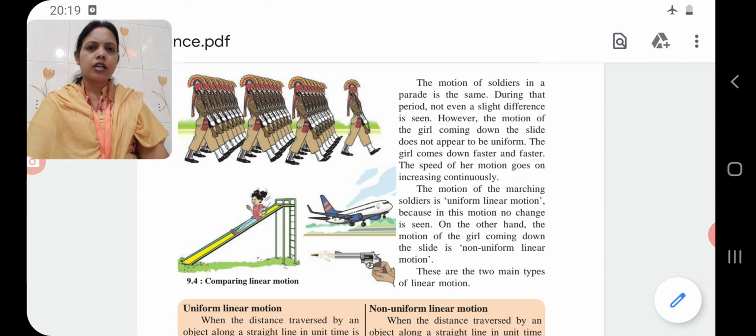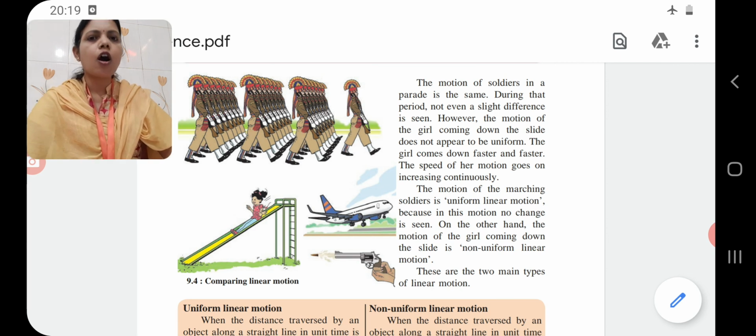So children, here is the definition of non-uniform linear motion. In your textbook it is given: when the distance traversed by an object along a straight line in unit time keeps on changing, the motion is called non-uniform linear motion. So children, we have completed the examples of non-uniform linear motion as well as uniform linear motion.